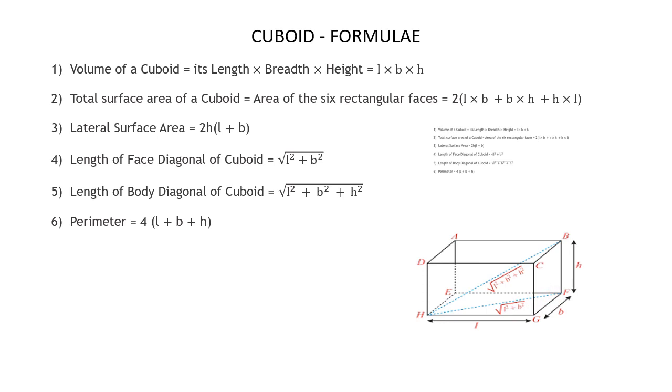And applying Pythagoras theorem, we get the value of the diagonal FH as square root of L squared plus B squared. Now this diagonal FH is nothing but the face diagonal of the cuboid. So the length of face diagonal of the cuboid would be equal to square root of L squared plus B squared.